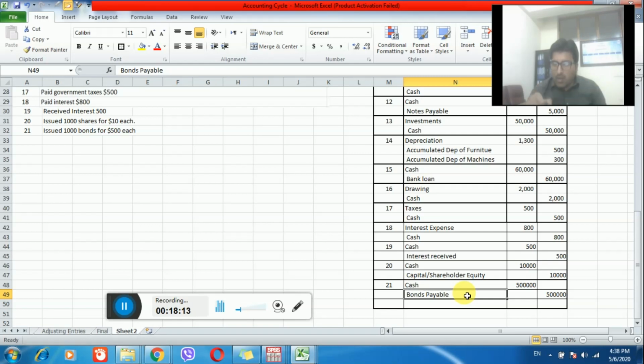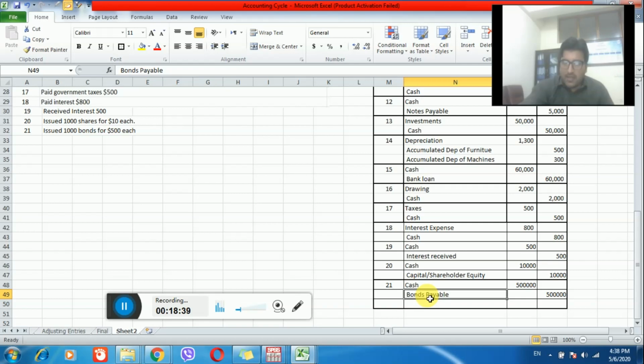Here the bonds payable is a liability of the business. That is why we say a company is liable to repay the bonds at maturity, meaning after 5 or 10 years. We call this liability bonds payable. So in simple words, cash is debited and bonds payable, our liability, increases here. I hope you got it.